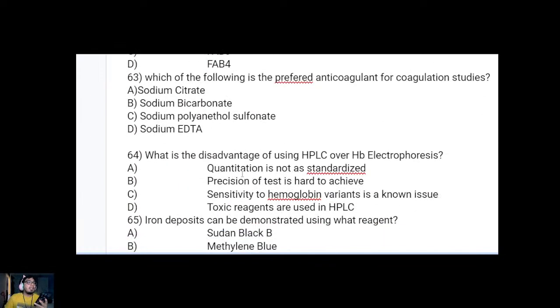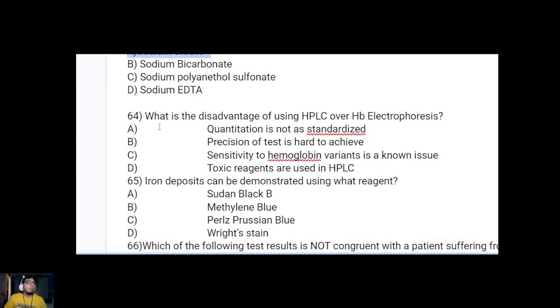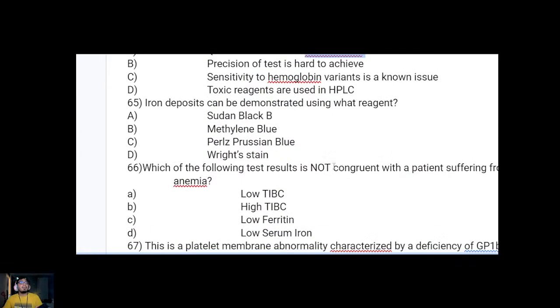Okay? Number 63. Which of the following is the preferred anticoagulant for coagulation studies? A lot of people were able to answer sodium citrate, which is correct. Okay? What is the disadvantage of using HPLC over hemoglobin electrophoresis? It is that quantitation is not standardized. Number 64. A lot of people were not able to answer that one. Most of you suggested that the sensitivity to hemoglobin variants is a known issue. Nope, it's not. It's actually the standardization of quantitation. Iron deposits can be demonstrated using what reagent? Pearl's Prussian blue na naman. Paulit-ulit lang yan si Pearl's Prussian blue.